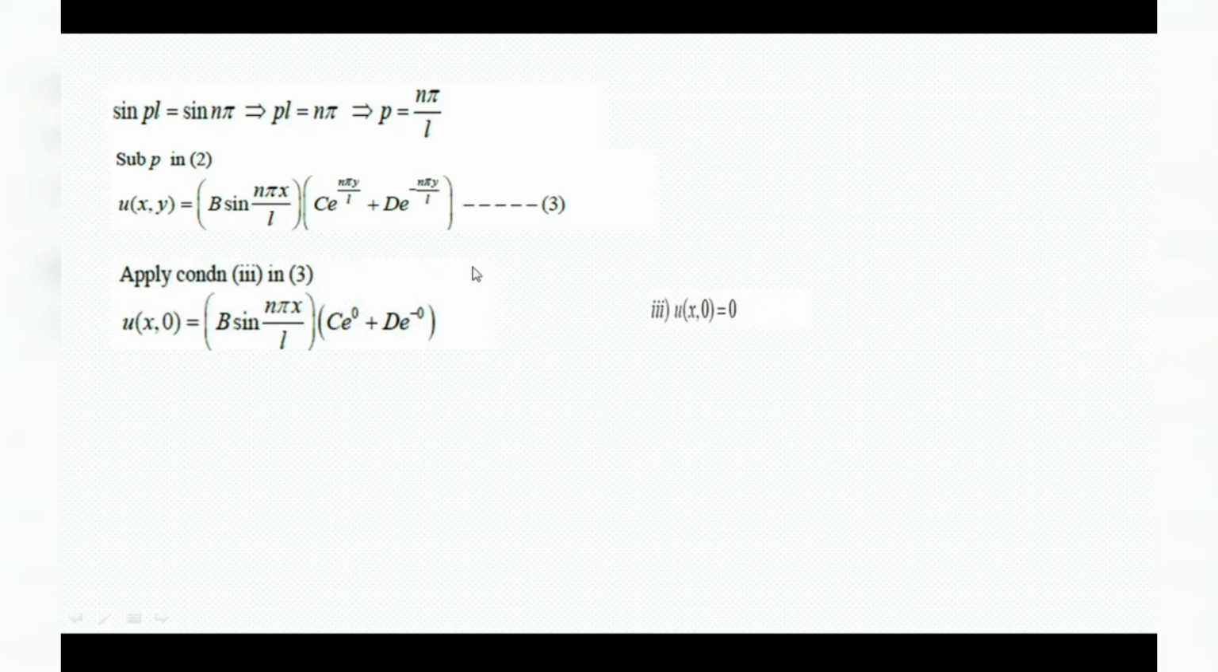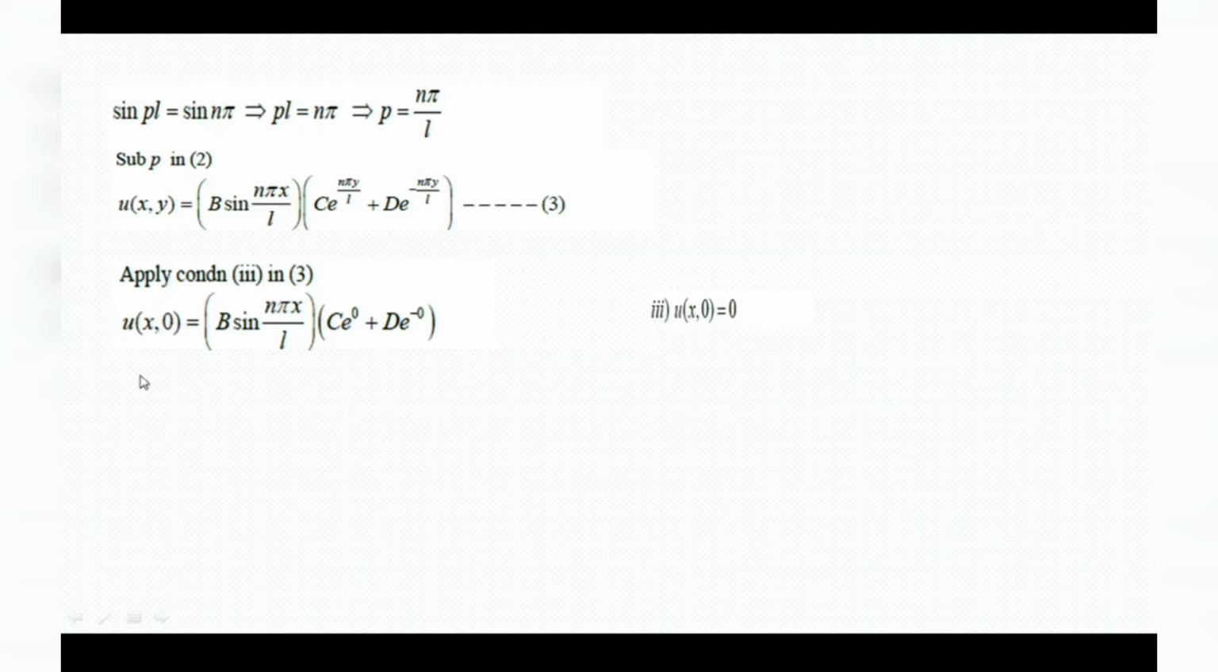Therefore, we will get U of x comma y as B into sin n pi x by L, C e power n pi y by L plus D e power minus n pi y by L. In this we are going to apply the third boundary condition. What's the third boundary condition? It is U of x comma 0 equal to 0. That is, when y is taking the value 0, the temperature is 0.